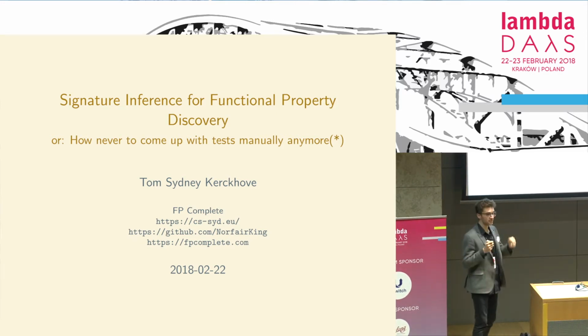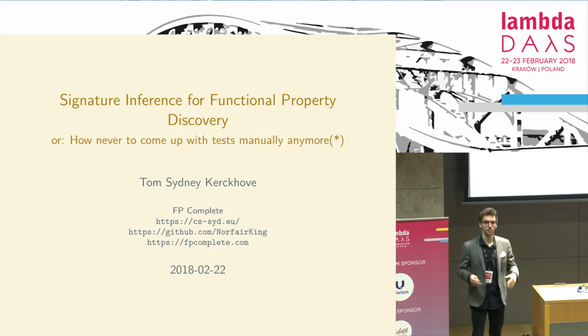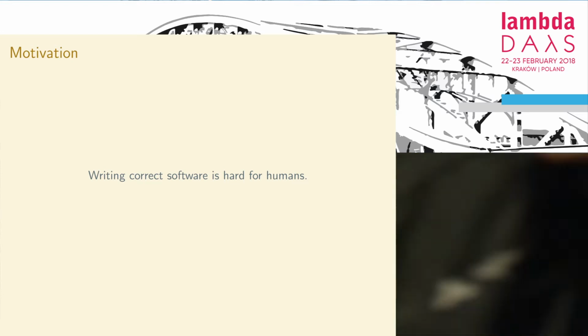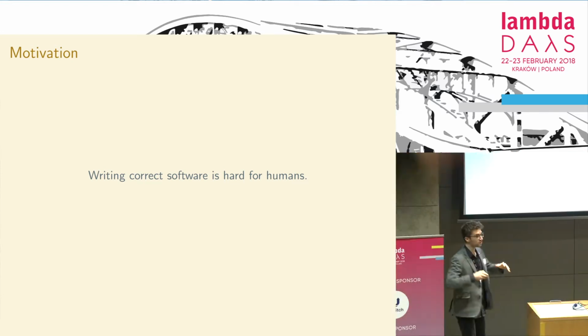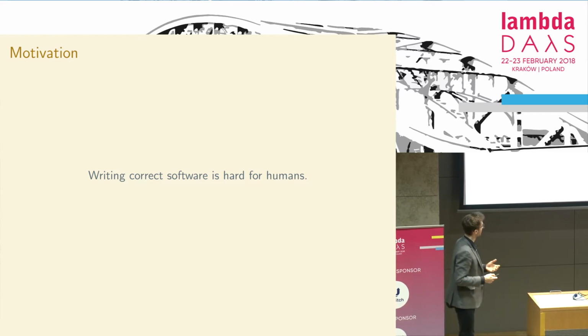So this is about signature inference for functional properties discovery. That probably means nothing to you at this point. The subtitle is probably much more relevant to you: how to never write tests manually anymore. Just to jump over the initial motivation section of the talk, I hope we can all agree that writing correct software is hard. If we can all agree, then we can move past this section of the talk and I can just go on.